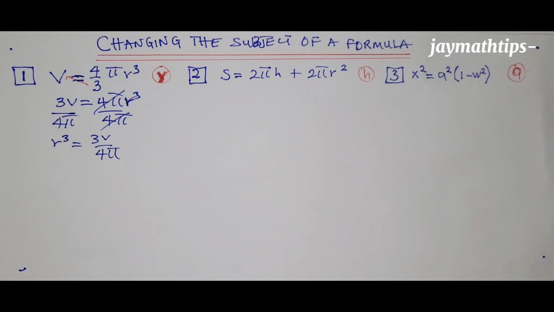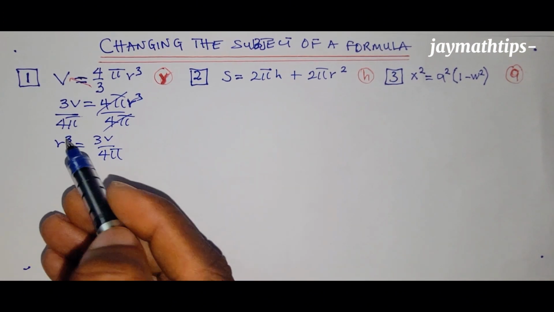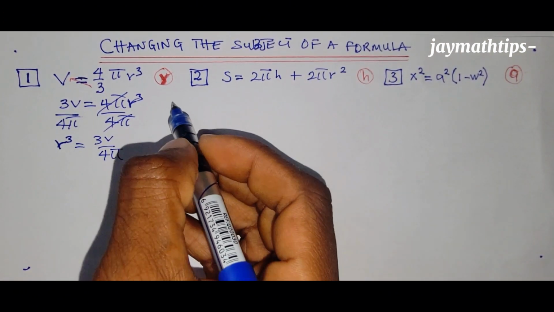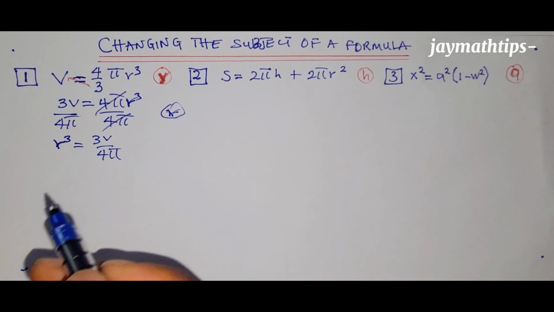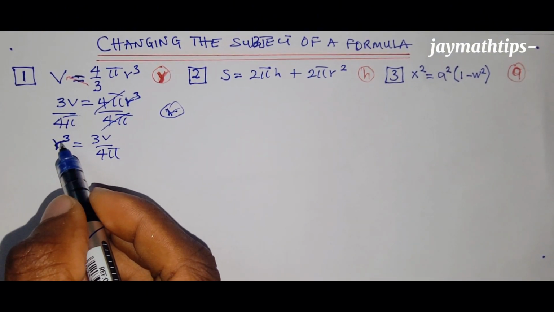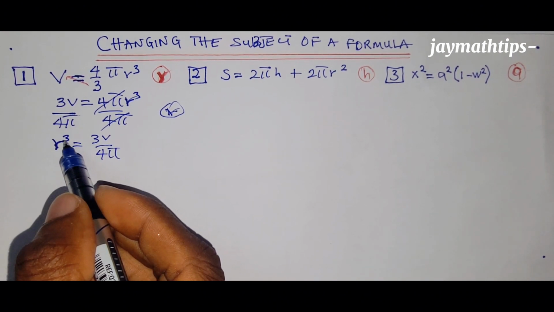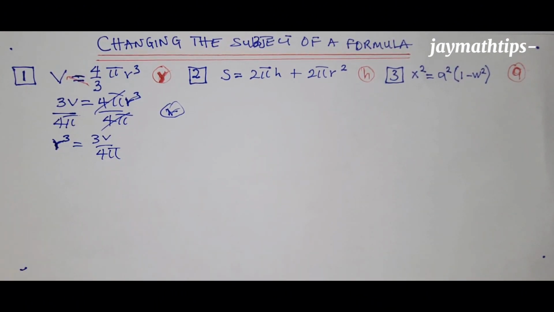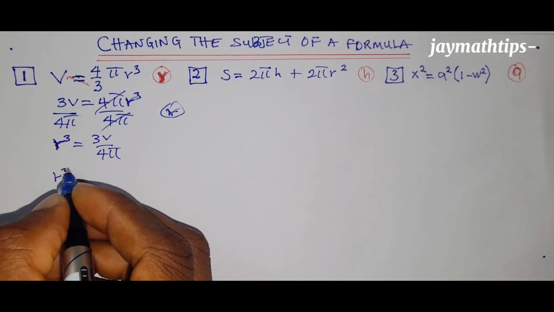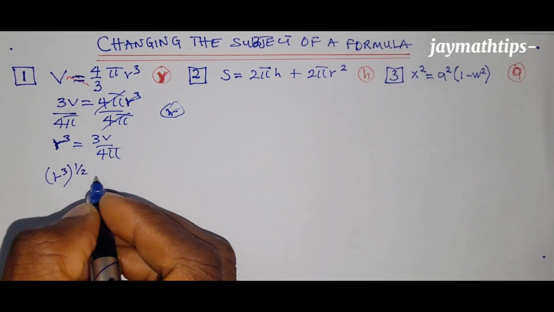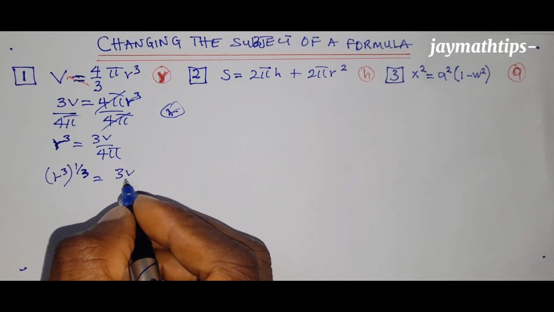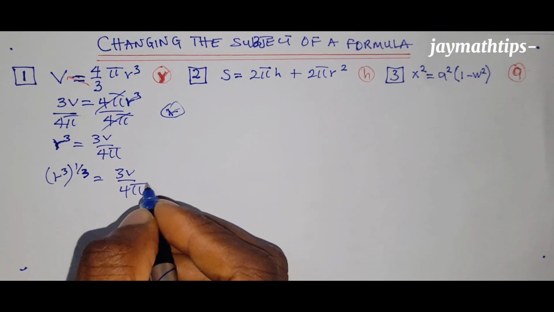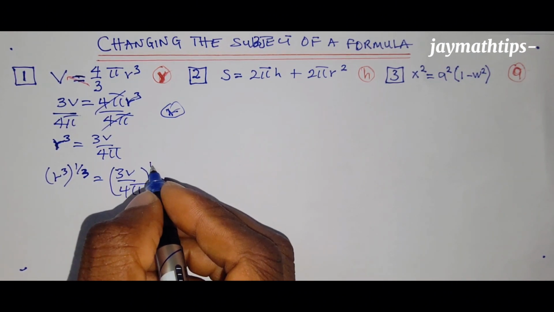Okay, since we are looking for just r here, we are going to multiply 1 all over 3 in order to have r standing alone. So when you multiply 1 all over 3 to both sides, you have this all raised to power 1 all over 3.